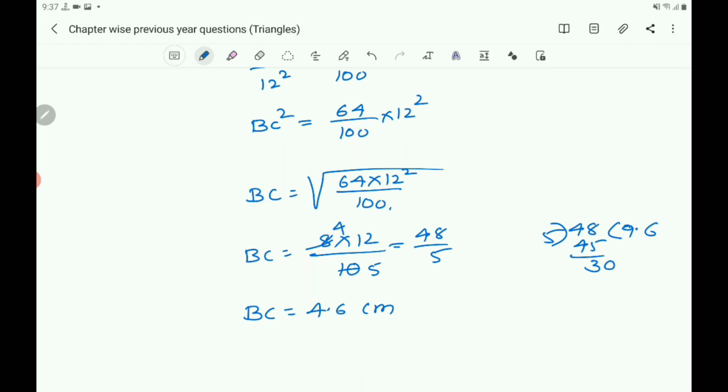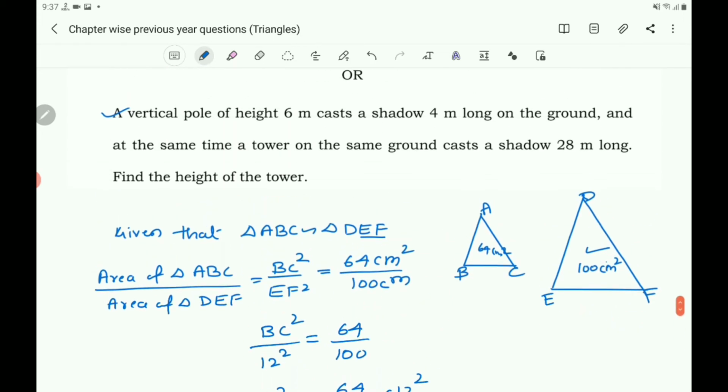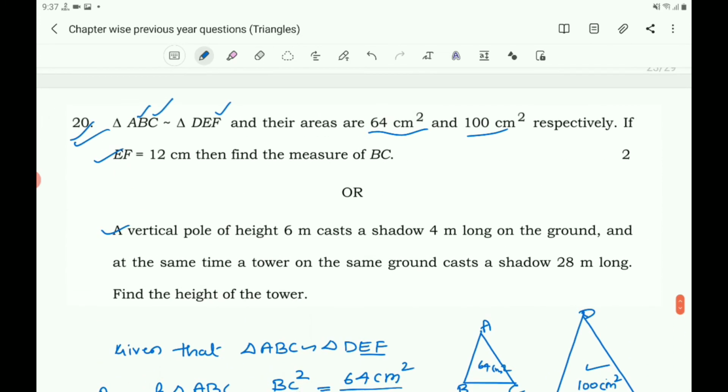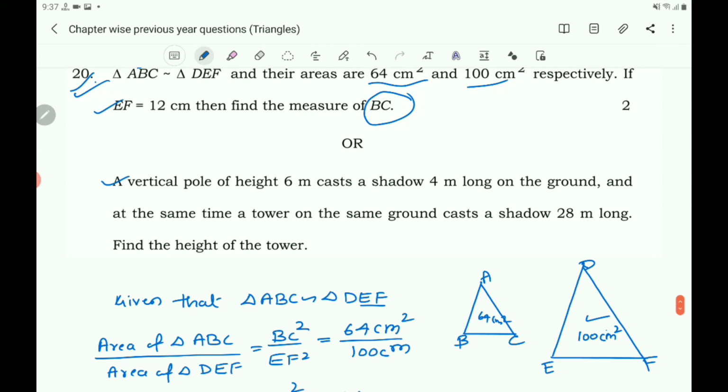You got the measurement of BC is 4.6 centimeter. BC is equal to 4.6 centimeter you got. That is the answer for this one. Now let us take the second question. Then what is that second question? That is a choice question. Here you can solve any one of these two questions, but here let us take the second question also to solve it.